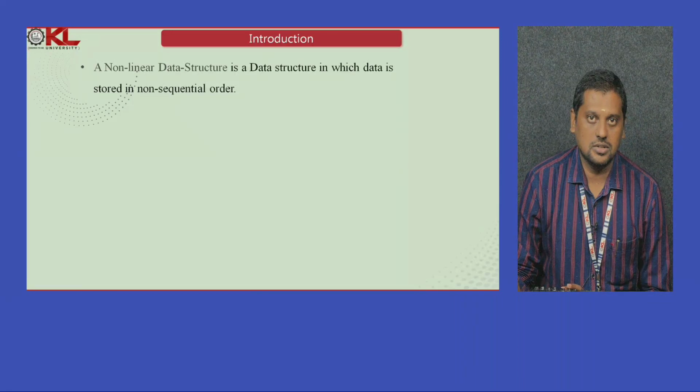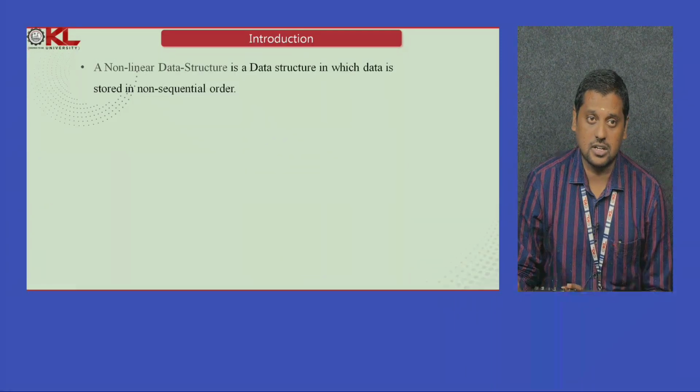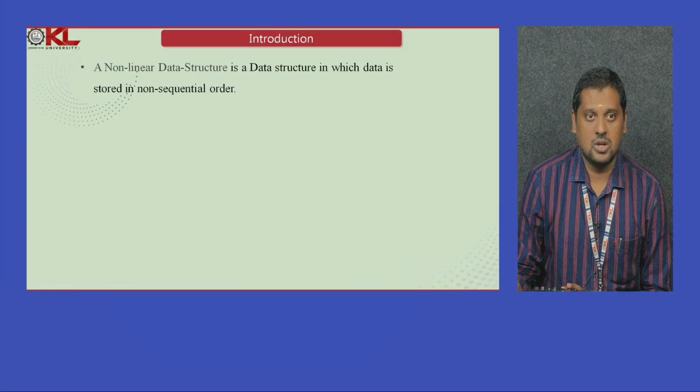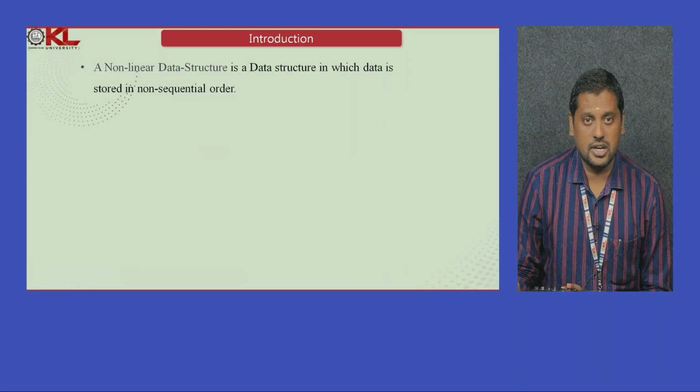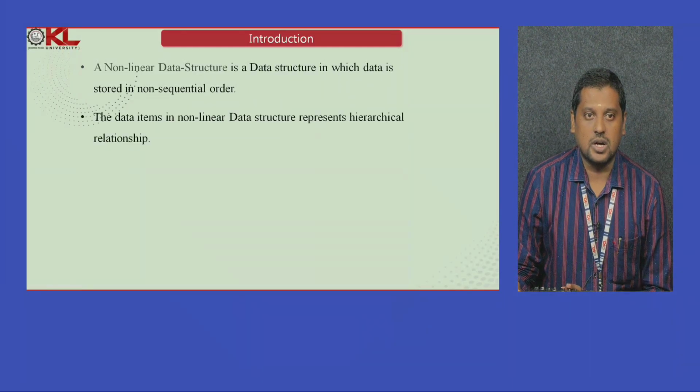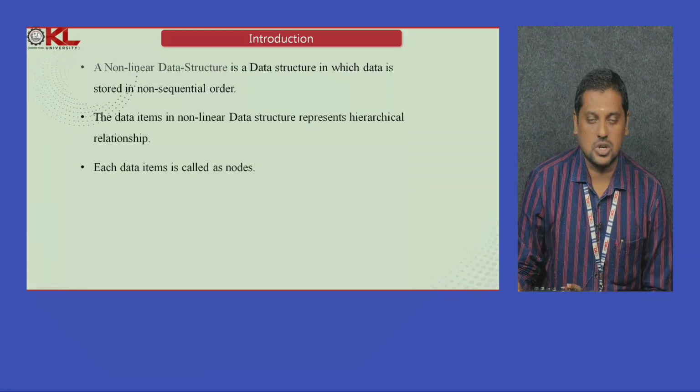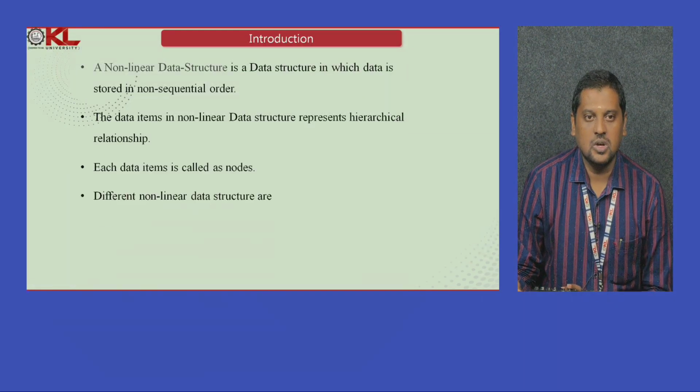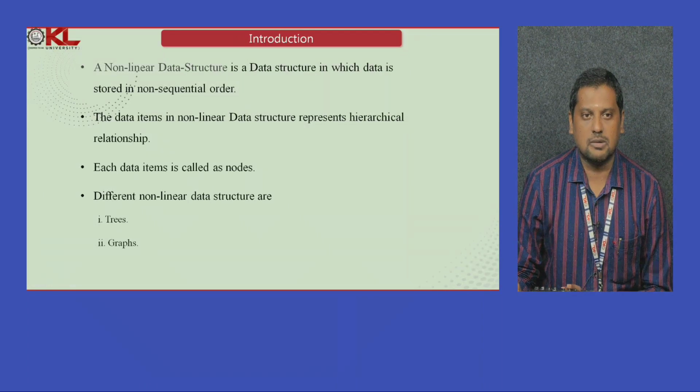Starting with the introduction, first of all we should know what is the nonlinear data structure. A nonlinear data structure is a data structure in which data is stored in non-sequential order, where the data item in nonlinear data structure represents hierarchical relationship. Each data item is called as nodes. There are different types of nonlinear data structures, among those trees and graphs.